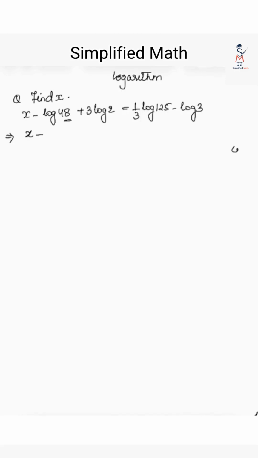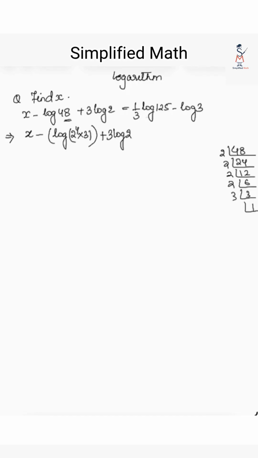So we will factorize 48. When you factorize 48, this is how you factorize 48, right? So this is 2 raised to the power 4 into 3. So we will write log 48 as log of 2 raised to the power 4 into 3. Right? This will be inside the bracket, plus 3 log 2.